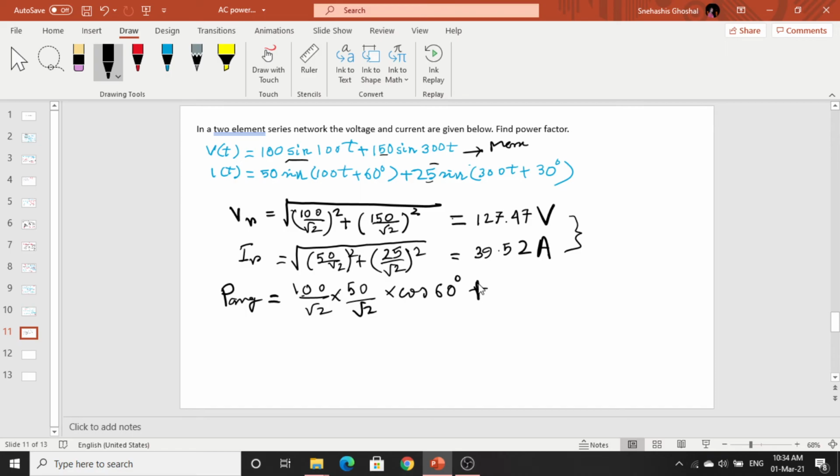plus 150 by root 2 into 25 by root 2 into cosine of 30 degree. If you calculate it, you will get that it is approximately 2874 watt. Okay, so that is P average.